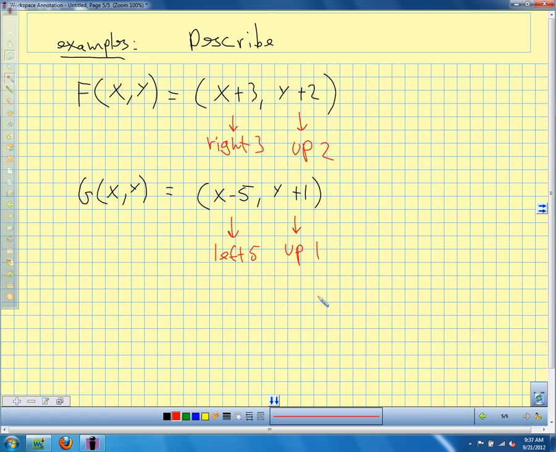What's that? This isn't rotation. This is just describing this transformation. All we're doing is trying to describe what we're doing to our point.